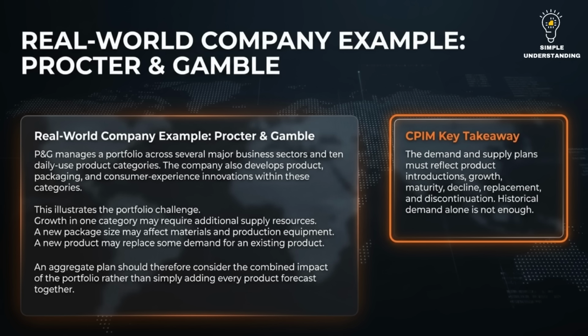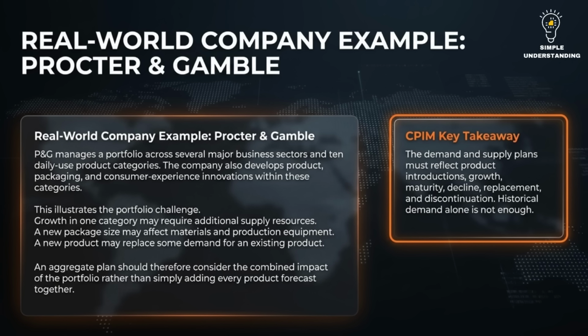Real-world company example: Procter & Gamble. P&G manages a portfolio across several major business sectors and 10 daily use product categories. The company also develops product, packaging, and consumer experience innovations within these categories. This illustrates the portfolio challenge. Growth in one category may require additional supply resources. A new package size may affect materials and production equipment. A new product may replace some demand for an existing product.